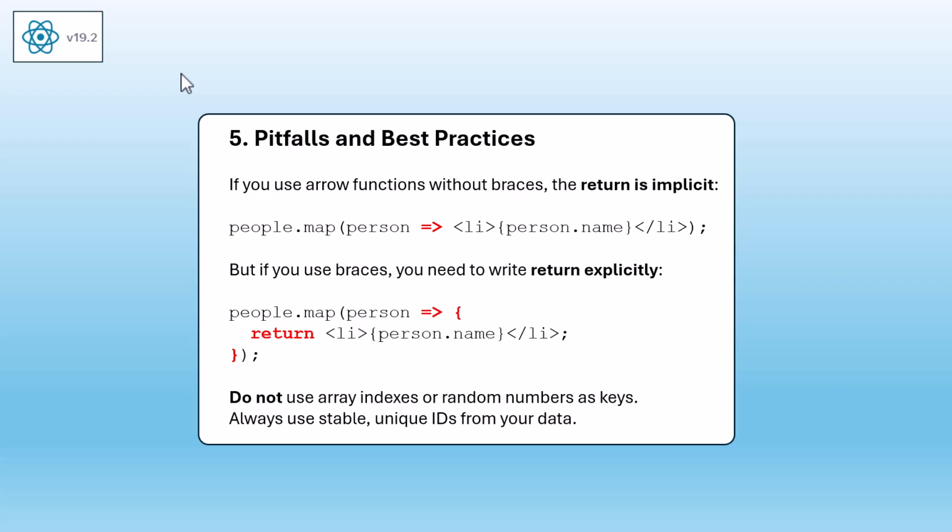As for keys, remember these rules. Keys must be unique among siblings. Keys should remain stable over time. Don't generate them dynamically on each render. Avoid using array indexes or random numbers as keys. These practices ensure that React can correctly update and maintain your user interface, even when data changes frequently.